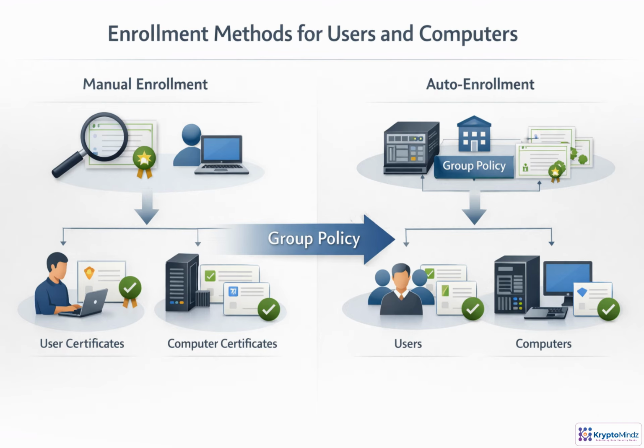There are really two ways to get certificates into your environment. Manual enrollment is hands-on. An admin or user requests a specific template, gets it issued, and the certificate lands in that user or computer store. That's ideal for testing, lab work, or tightly controlled scenarios. Auto-enrollment is policy-driven. You configure and publish the template, set permissions, link a GPO, and clients silently enroll as users or computers.